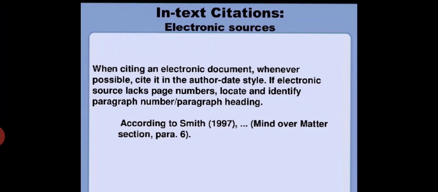Electronic sources. When citing an electronic document, whenever possible, cite it in author-date style. If an electronic source lacks page numbers, locate and identify the paragraph number or paragraph heading. For example, according to Smith, 1997, Mind over Matter section, paragraph 6.